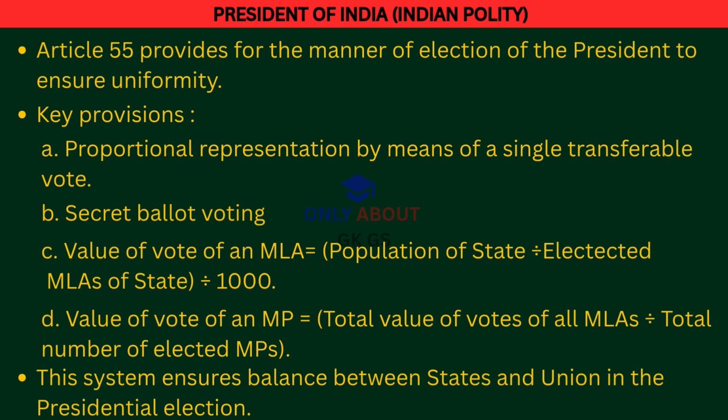Key provisions: proportional representation by means of a single transferable vote, secret ballot voting, value of vote of an MLA equal to population of state divided by elected MLAs of state divided by 1000, value of vote of an MP equal to total value of votes of MLAs divided by total number of elected MPs. This system ensures balance between state and union in the President election.